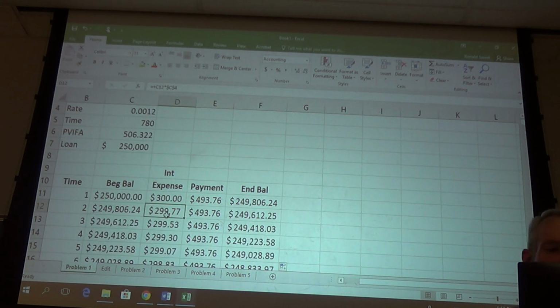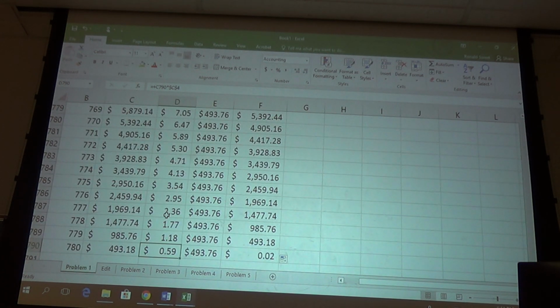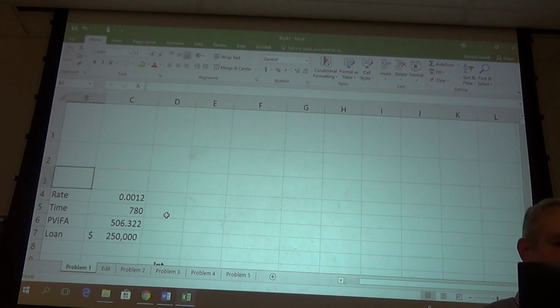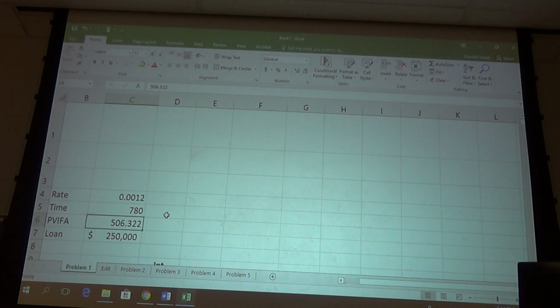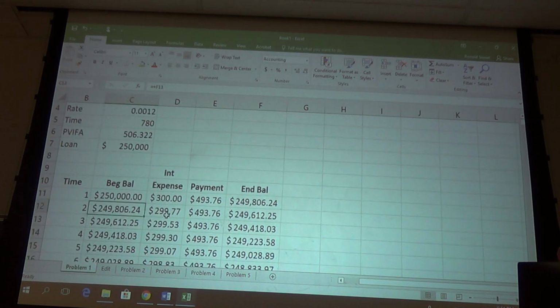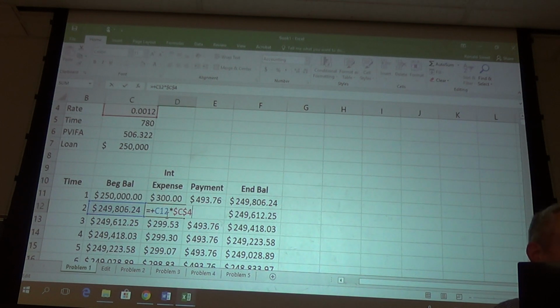And then before you go to the next problem, what do you do? Control down, and it should equal what? A couple of pennies, right? Because we're rounding here. Because this 506.332 is a rounded number. Sorry, for the interest expense for the second row. You just copy that down. So it's always the beginning balance times 0.0012. You have to have those dollar signs so when you copy it down, it works.